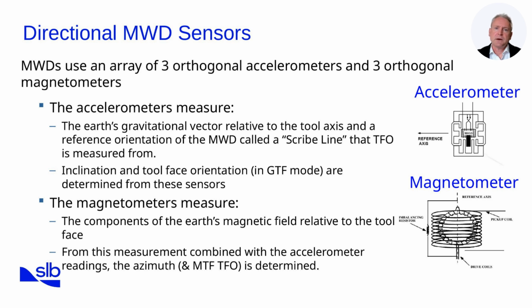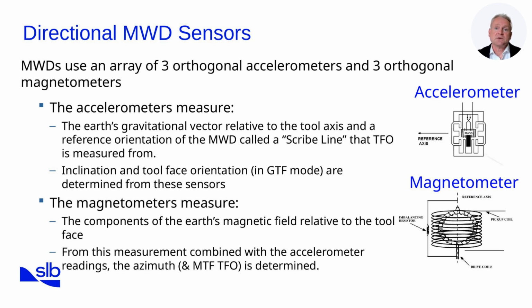Directional MWD sensors are at the heart of accurate wellbore placement. These systems rely on an array of 3 orthogonal accelerometers and 3 orthogonal magnetometers. The accelerometers measure the Earth's gravitational vector relative to the tool's axis, allowing calculation of inclination and tool face orientation. The magnetometers measure the Earth's magnetic field components, which, when combined with accelerometer readings, determine azimuth. Together, these 6 sensors enable full 3-dimensional positioning of the wellbore.